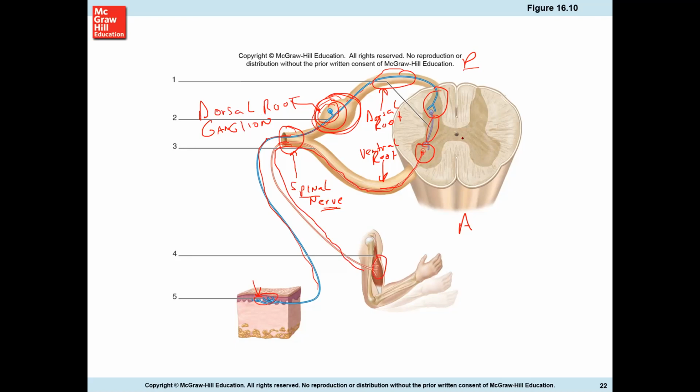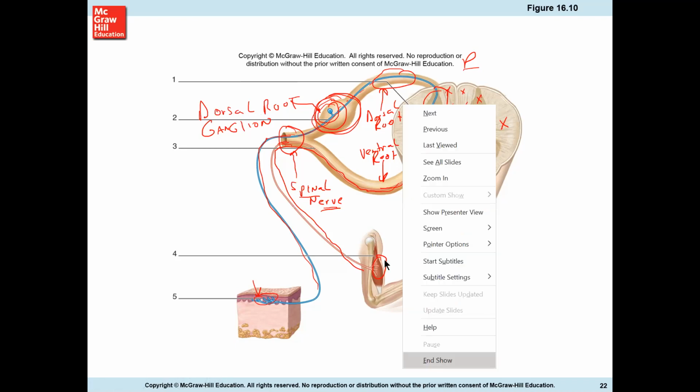So again, here's the central canal, the hole. This is the gray commissure, lateral horn, posterior dorsal horn, ventral horn of the gray matter. Lateral funiculus, dorsal or posterior funiculus, anterior funiculus. This is the white commissure right in here. That's the best I could break that down for you, and that's pretty much all you need to know for the spinal cord.